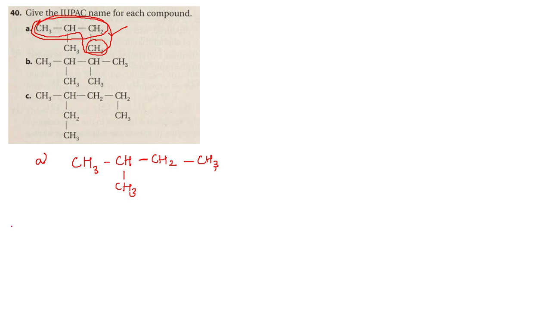Got it? Atharva, do you agree that the longest chain is 4 carbon atoms long, or do you also think it is 3 carbon? Yes, it's 4 carbon atoms long and the corresponding name has to be butane. Butane is the name of the alkane with 4 carbon atoms.